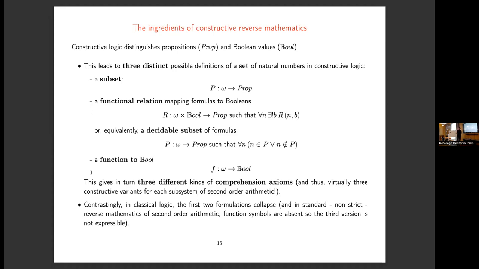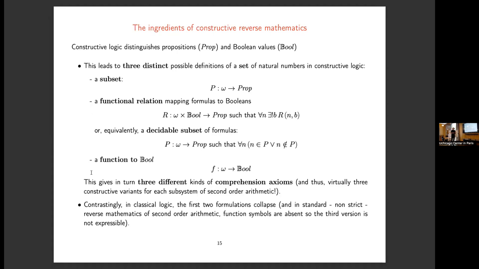So classically, Prop and Bool are the same because propositions are decidable. So you can always associate to a proposition a Boolean which is its characteristic function. But constructively, you cannot do this correspondence. Constructively, you have to keep a difference between Prop and Bool.